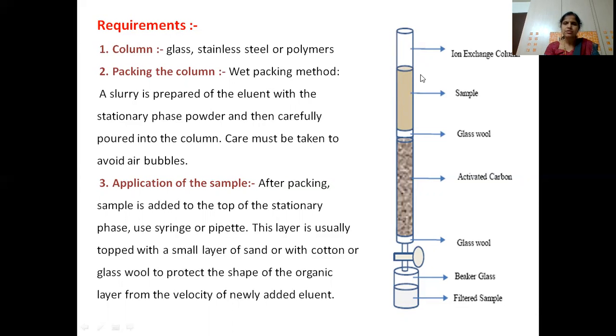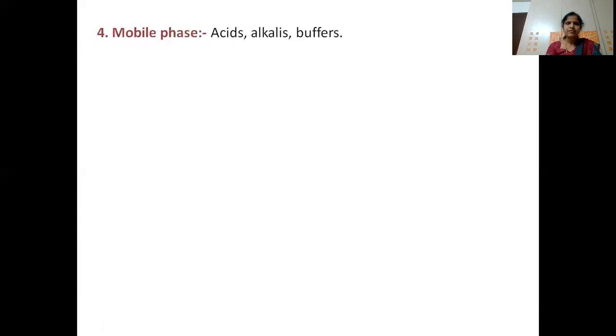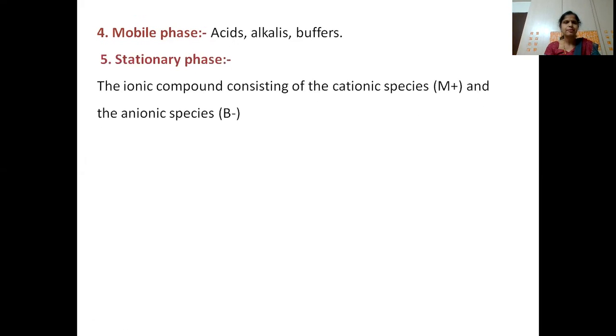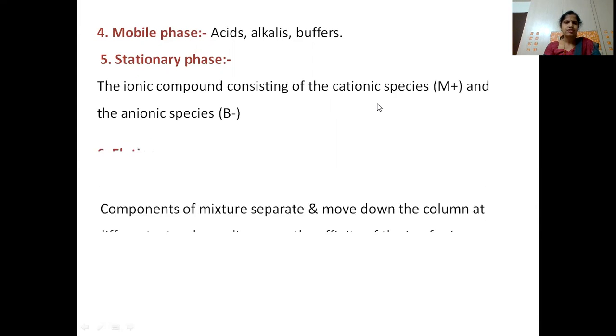A cotton or a glass wool can be taken to cover the sample, because it will give a uniform layer in the column. Okay, now after that, we have to take the mobile phase and start pouring it into the column. So that is the next step. The mobile phases we can select are buffers, which are acidic or alkali. The stationary phase, as I said, is ion exchanger resin, which may be a cationic or anionic exchanger.